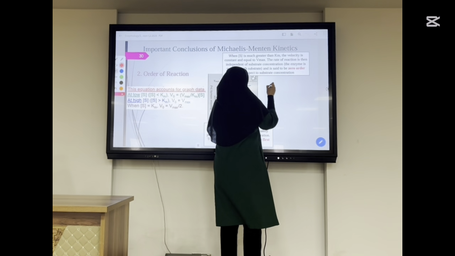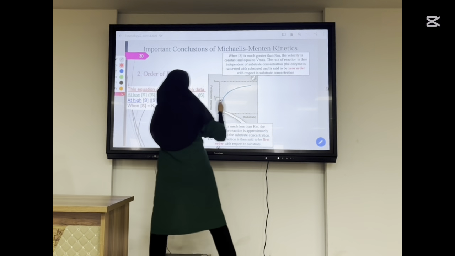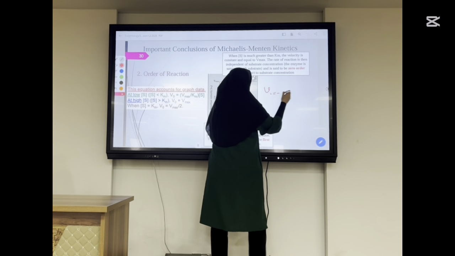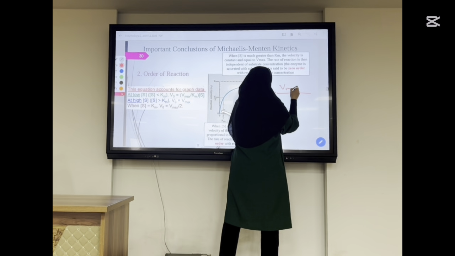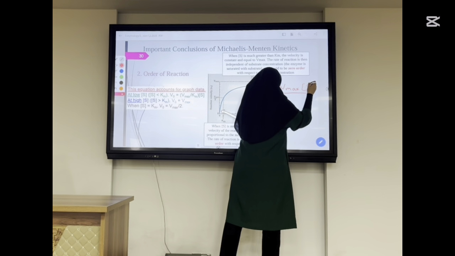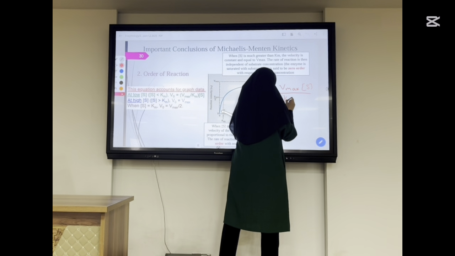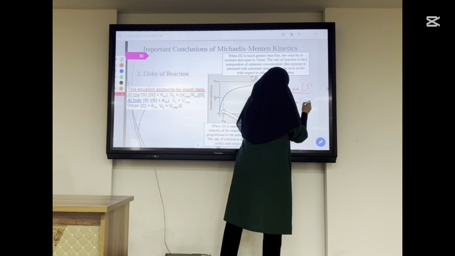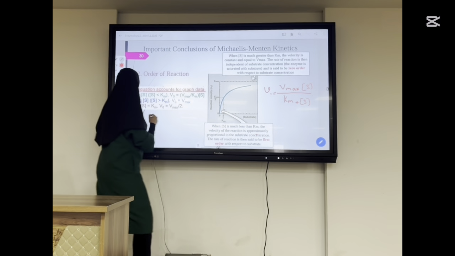So again, V0 equals Vmax times substrate over Km plus substrate. I want to read the second sentence.